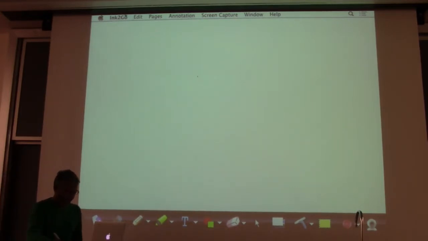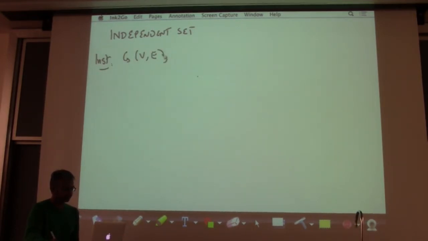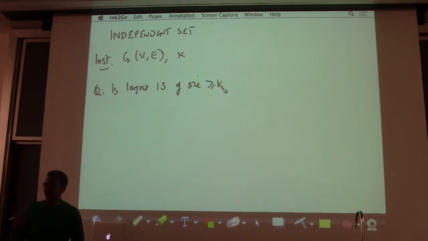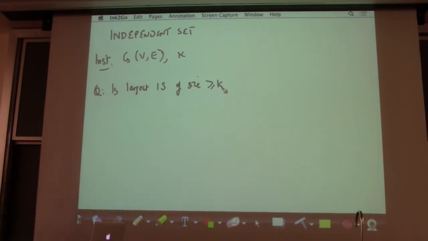Let's look at the following 2 problems. You probably remember independent set. Again, my instance is a graph, so it's got vertices and edges. And I have a parameter k. And the question is, is the largest independent set of size greater than or equal to k? Again, we really want to find the maximum size independent set, but this is a way to convert it into a yes-no problem, because we like yes-no problems for NP.